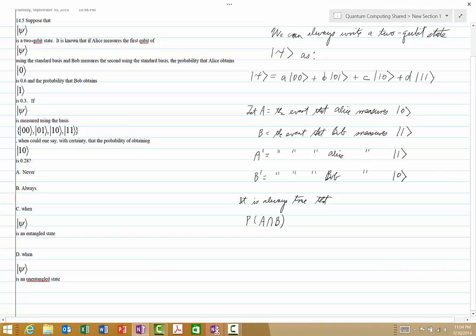I'll use the upside down U here that you see. The upside down U is the sign for an intersection in set theory, and this will mean that we have both A and B happening. The probability of A and B in this case, now remember, A is the event that Alice measures a 0, and B is the event that Bob measures a 1, and so the probability of both of those happening is the magnitude of B squared.